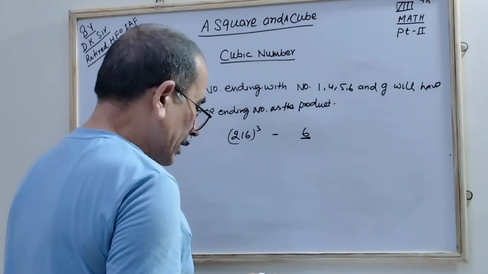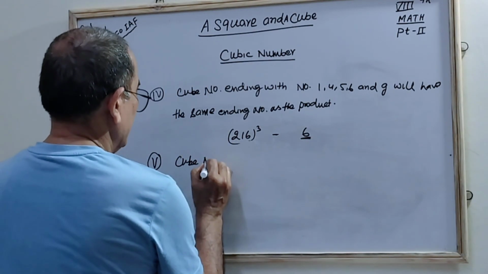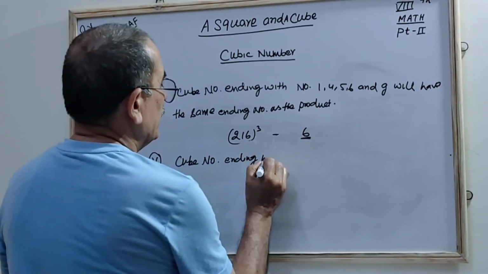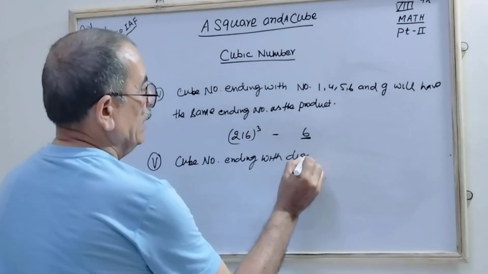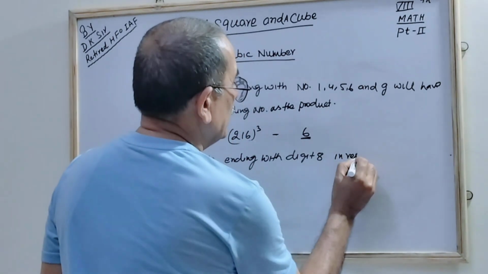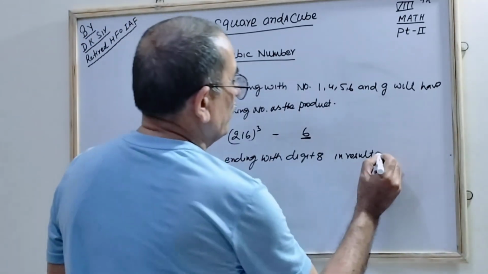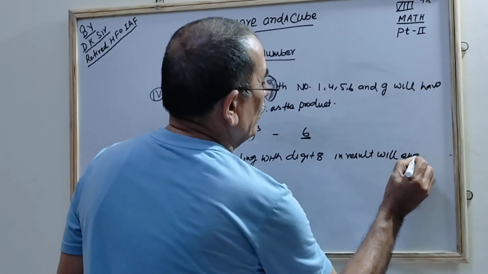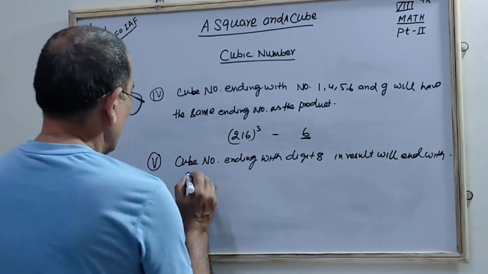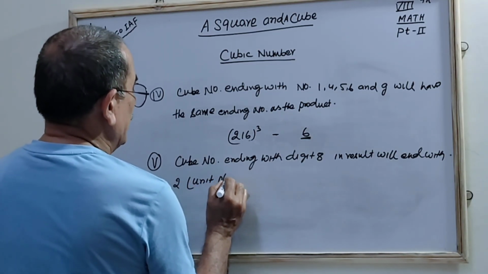What is the fifth? The cube number ending with the digit 8. In result, the cube number ending with the digit 8 will end with what? It will end with 2. End with the 2, means it is the unit place, correct? Unit place, it will have the 2.